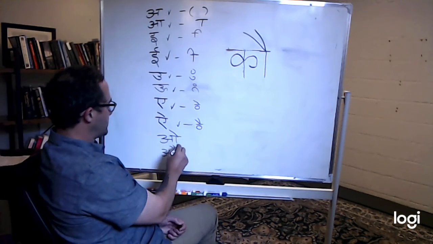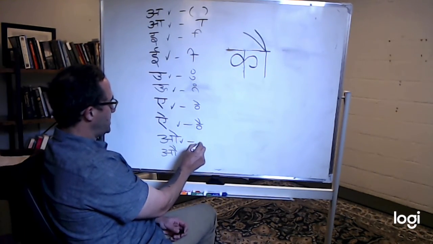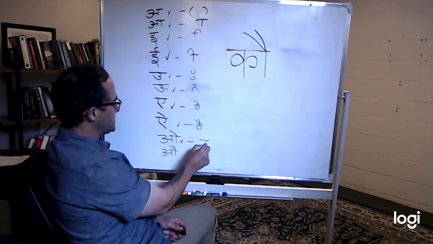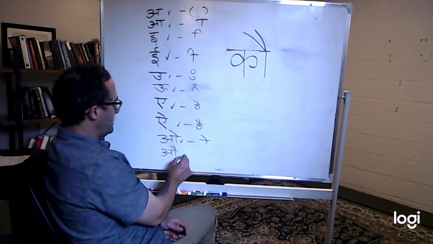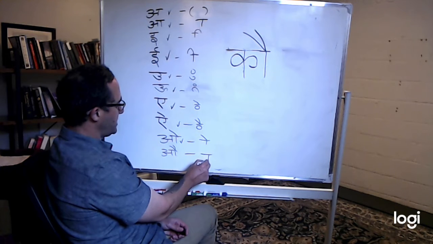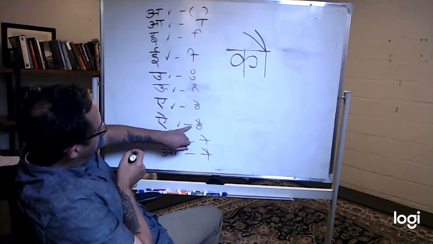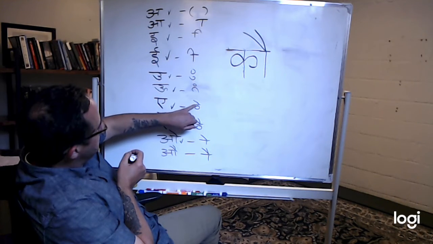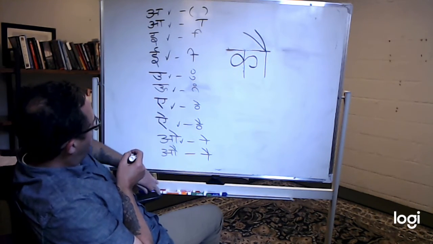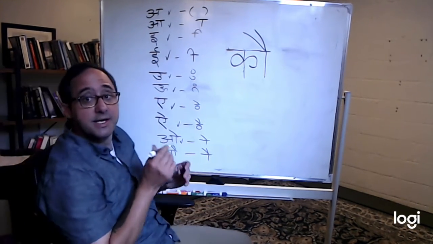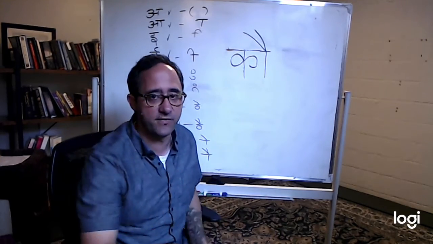Okay. So this one, I have this extra line with this. This one, I've got the extra line with two. See how that's different from up here, where I've got just the line off of? Okay, so we've gone through all of these. Now, let's learn our first verb.